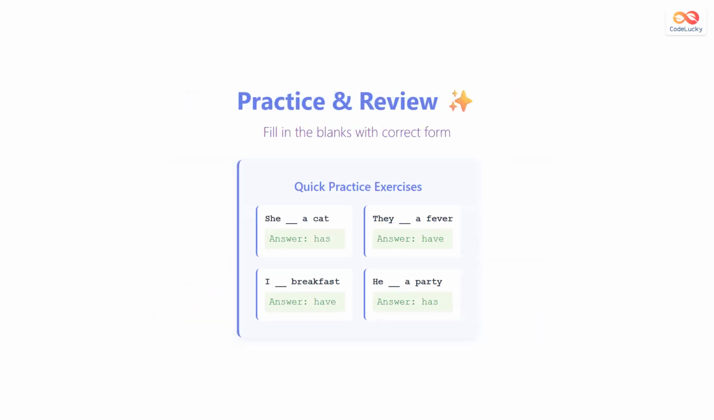Let us now practice what we have learned. Try to fill in the blanks with the correct form of to have. First question, she blank a cat. The answer is she has a cat. Second question, they blank a fever. The answer is they have a fever. Third question, I blank breakfast. The answer is I have breakfast. Fourth question, he blank a party. The answer is he has a party. Remember to use has for he, she, and it, and use have for all other subjects. Keep practicing these forms until you feel confident.